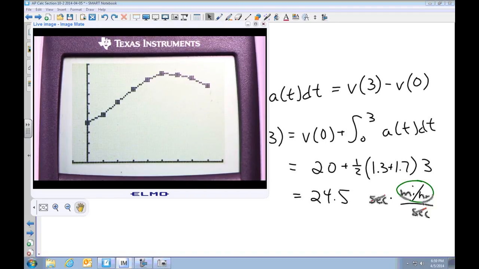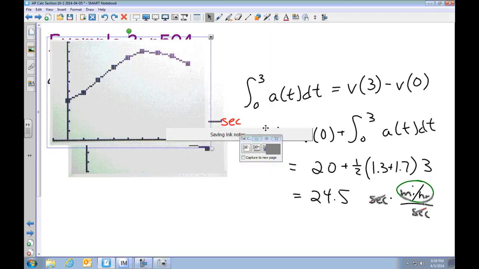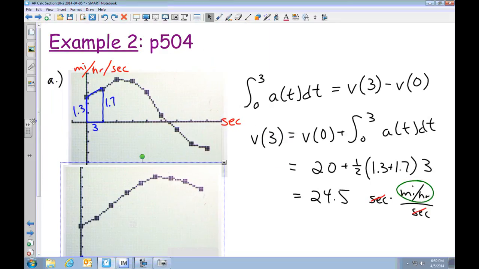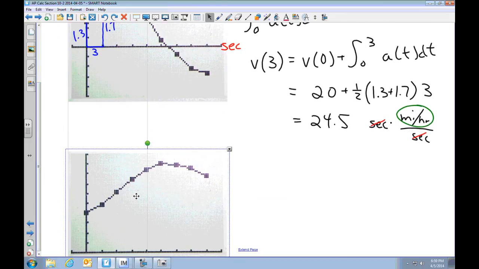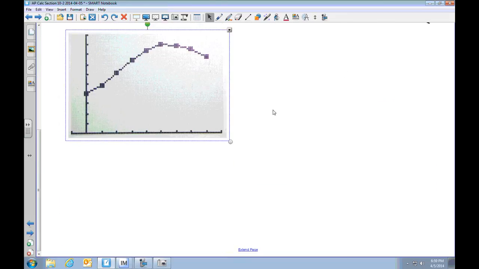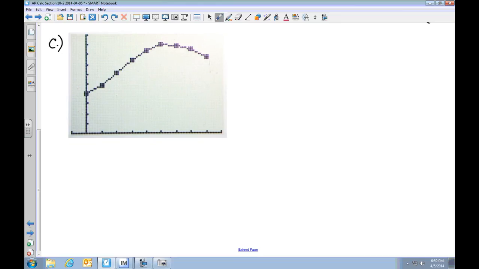Again, you can modify your window slightly if you prefer a slightly different window. That's fine, but just get a nice sketch of your velocity function. There we go. In fact, let me grab another picture of that so we can use that to answer the next part. All right, so this was part C of this question, to sketch our velocity function.